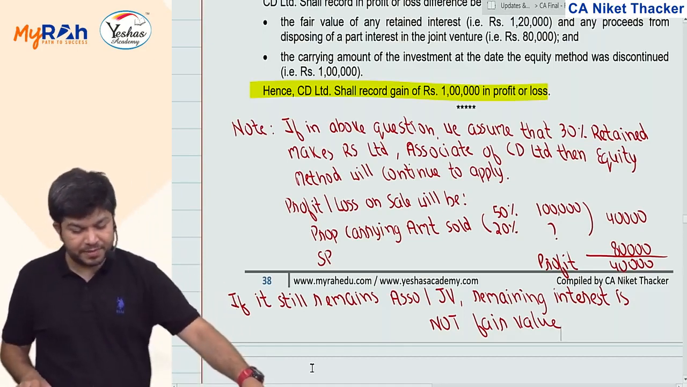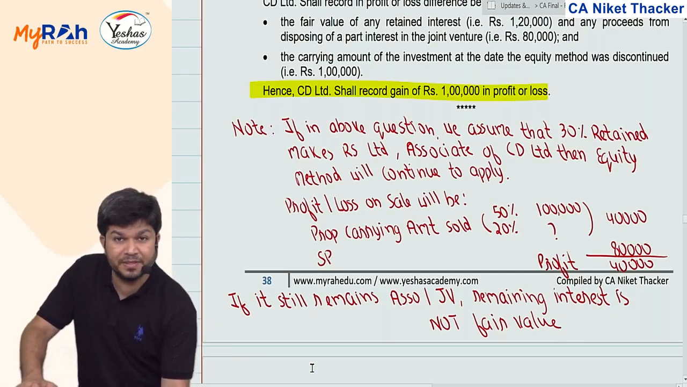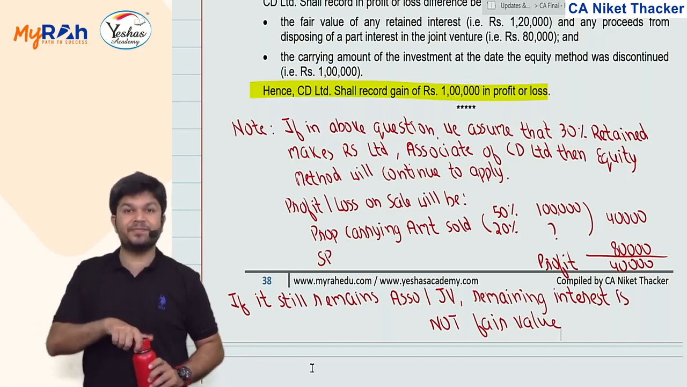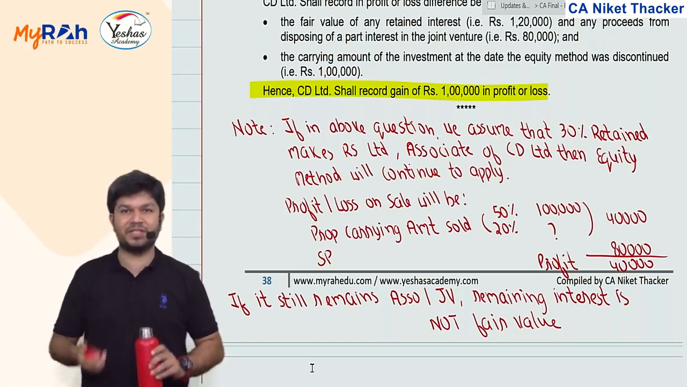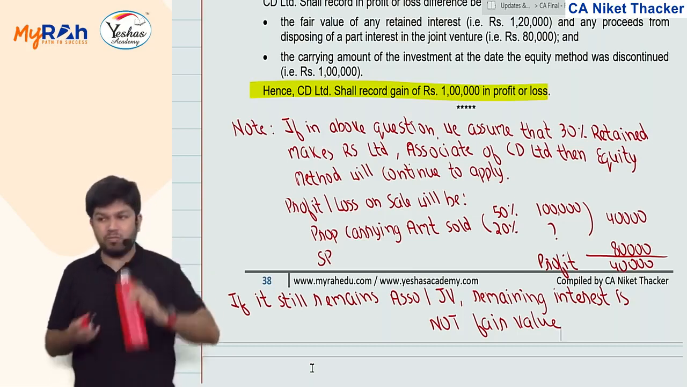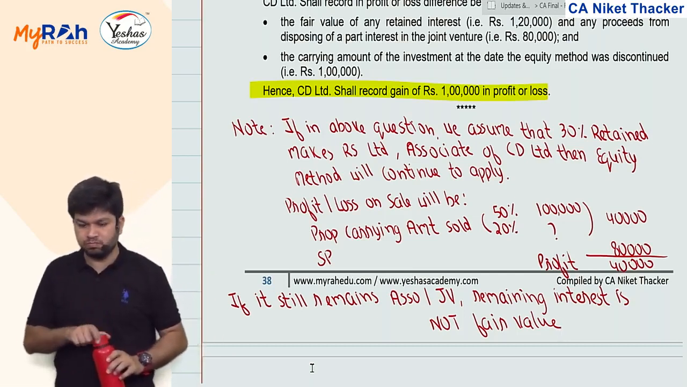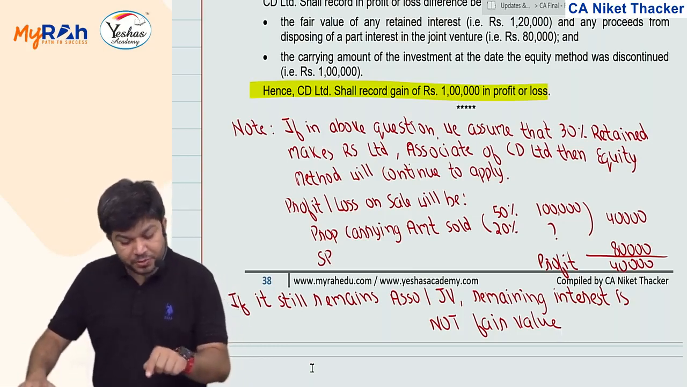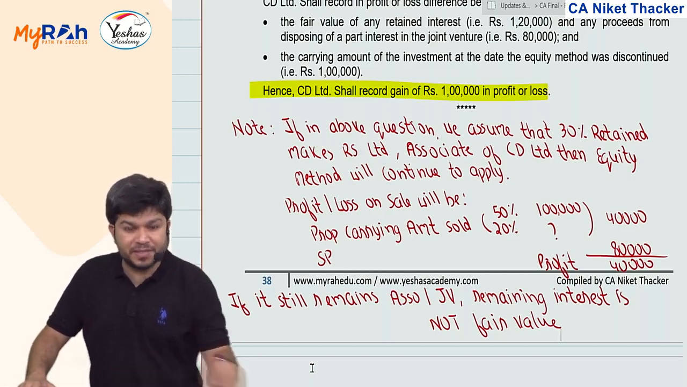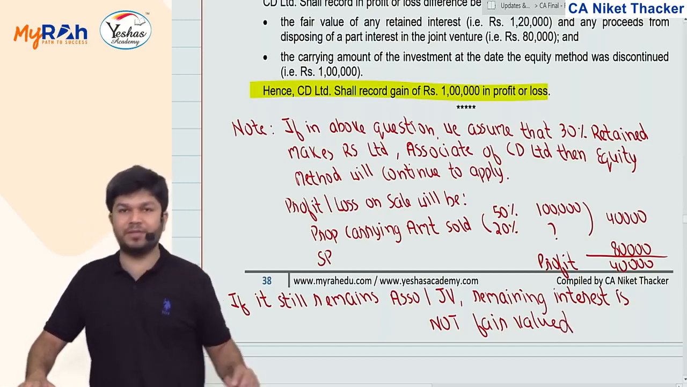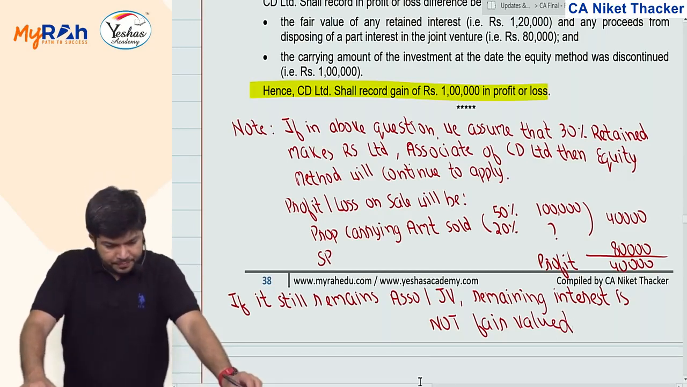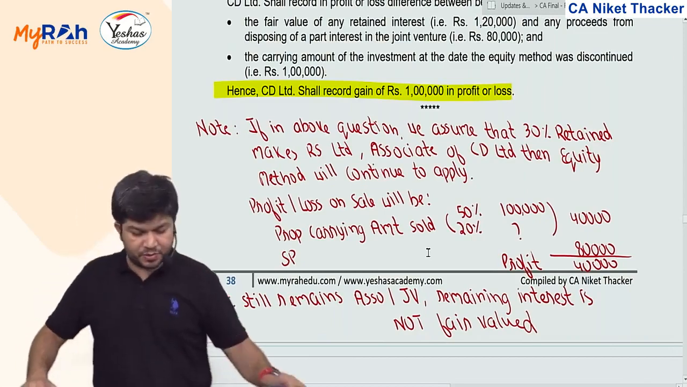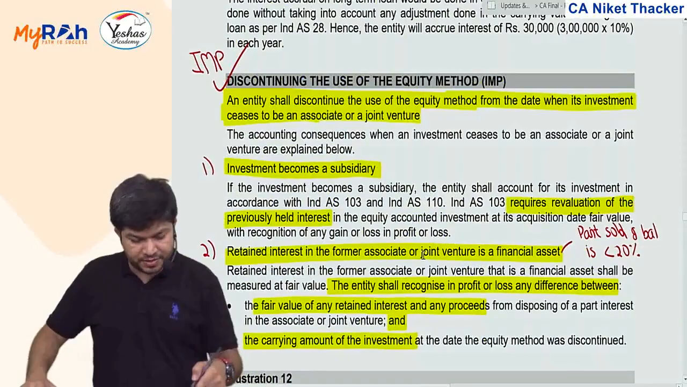So answer given is as if now it is not associate or joint venture. This is if it remains associate. If it still remains associate or joint venture, remaining interest is not fair valued. Okay, this was good question.